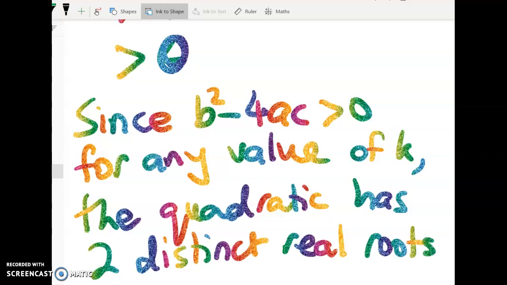roots. There you go. I'll do some differentiation paper soon.